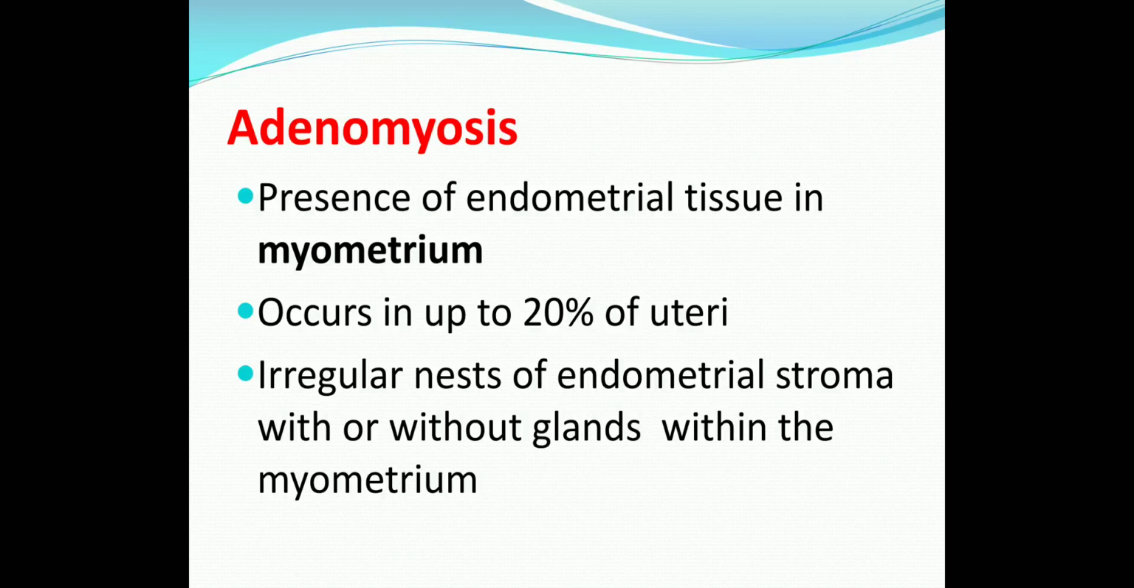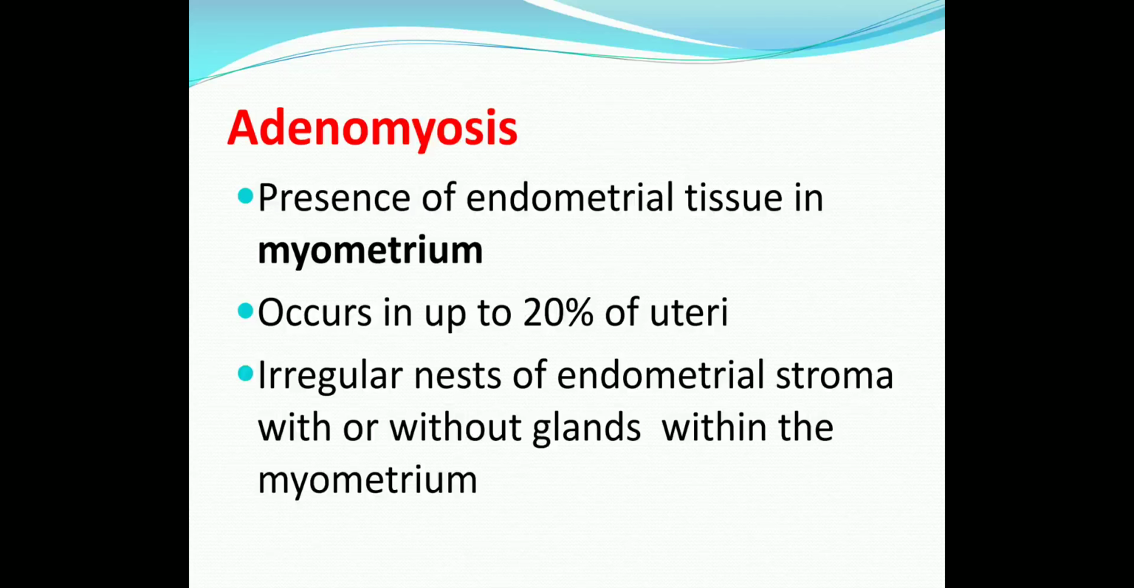Now, another pathological lesion in the uterus is known as adenomyosis. So, what is this adenomyosis? Similar to endometriosis, where you have endometrial glands and stroma outside the uterine cavity, here the endometrial glands and stroma are seen in another site, but that is inside the myometrium. So, presence of endometrial tissue in the myometrium is known as adenomyosis. And you can see this irregularity of stroma, you can get it even without glands.